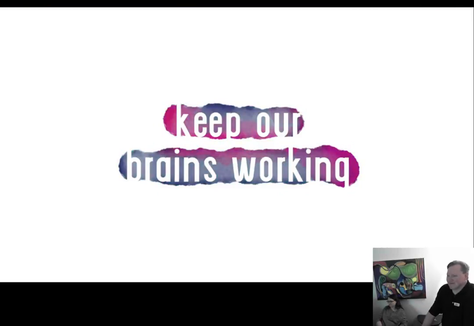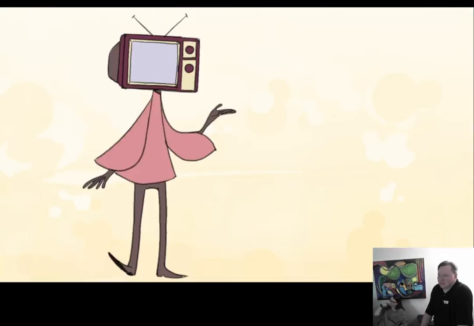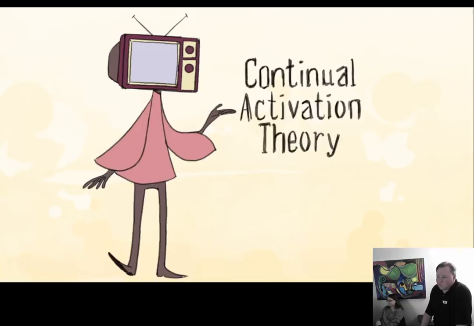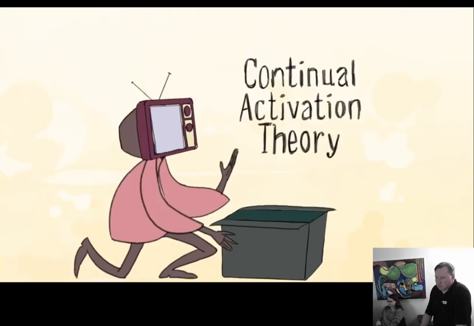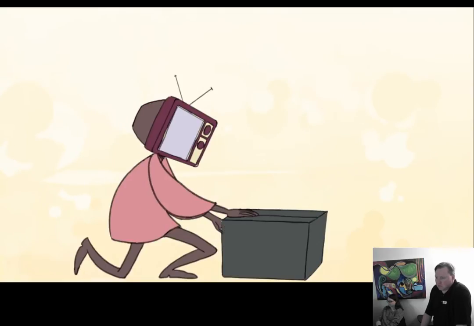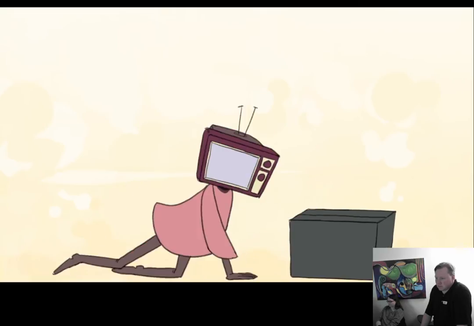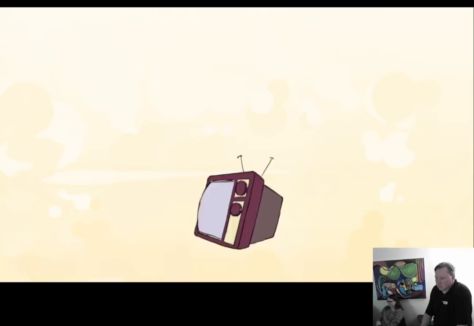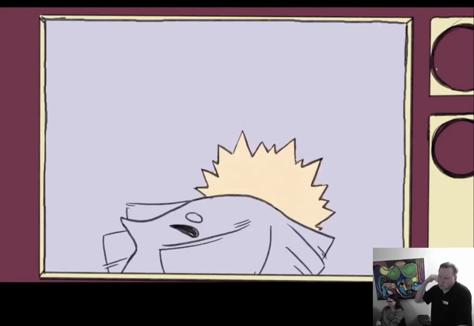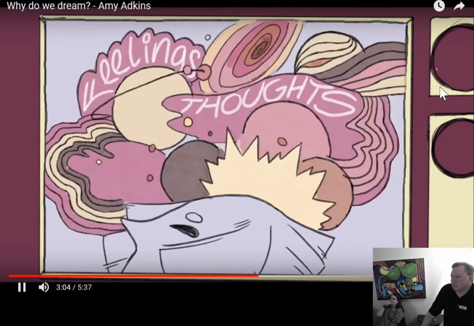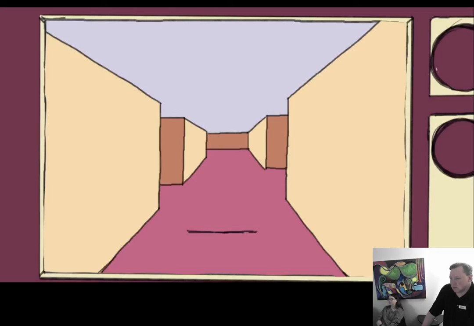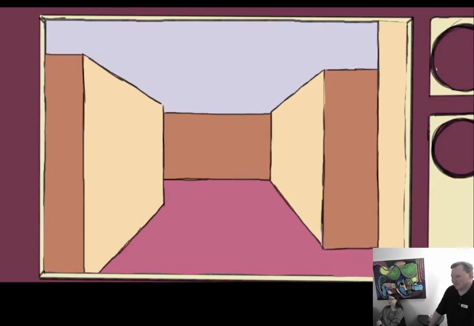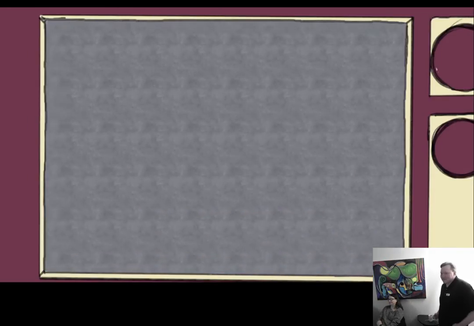We dream to keep our brains working. The continual activation theory proposes that your dreams result from your brain's need to constantly consolidate and create long-term memories in order to function properly. So when external input falls below a certain level, like when you're asleep, your brain automatically triggers the generation of data from its memory storages, which appear to you in the form of the thoughts and feelings you experience in your dreams. In other words, your dreams might be a random screensaver your brain turns on so it doesn't completely shut down. We dream to rehearse.